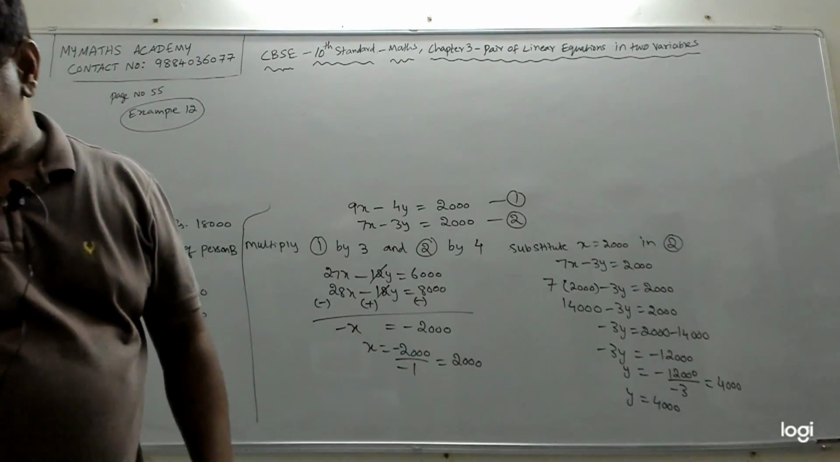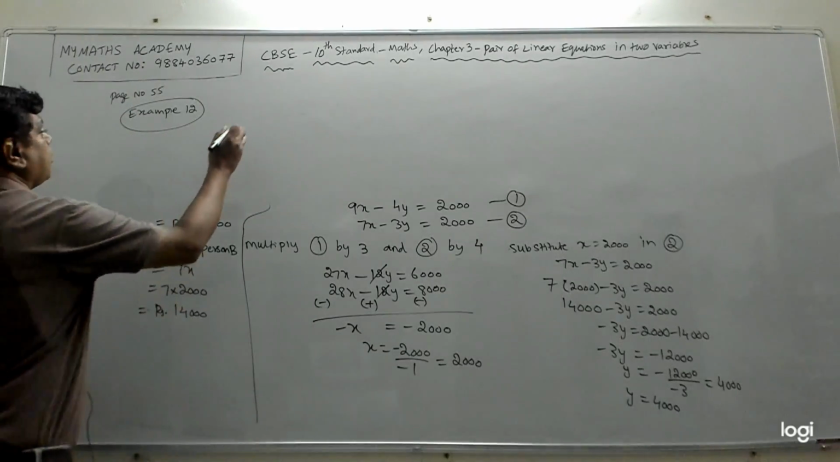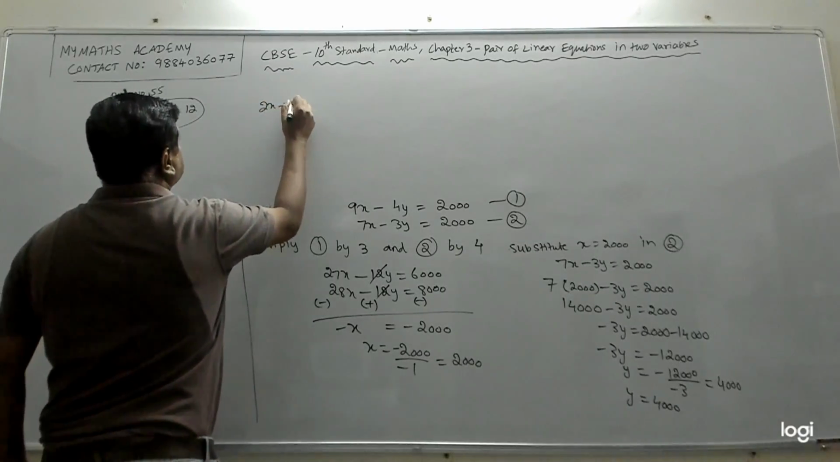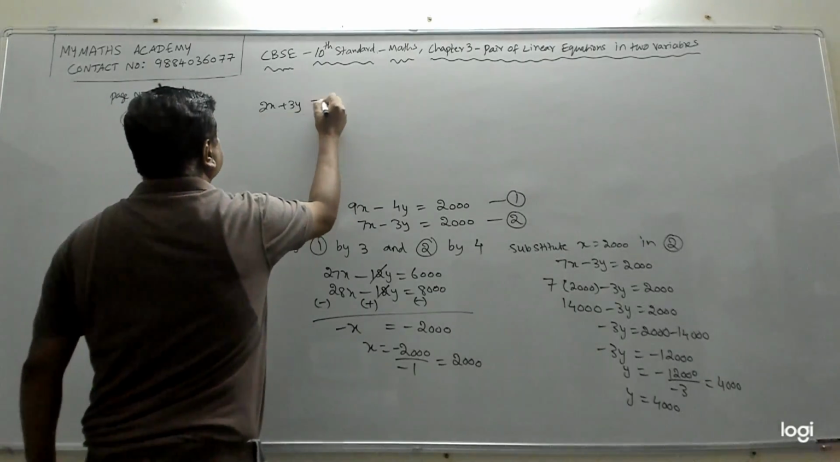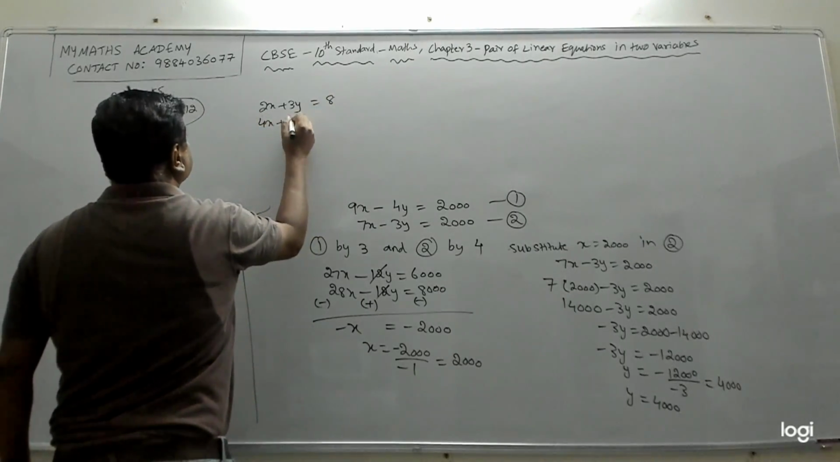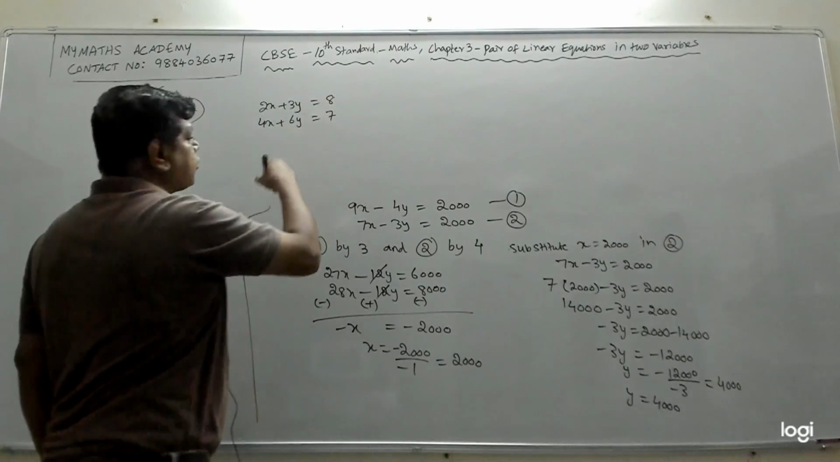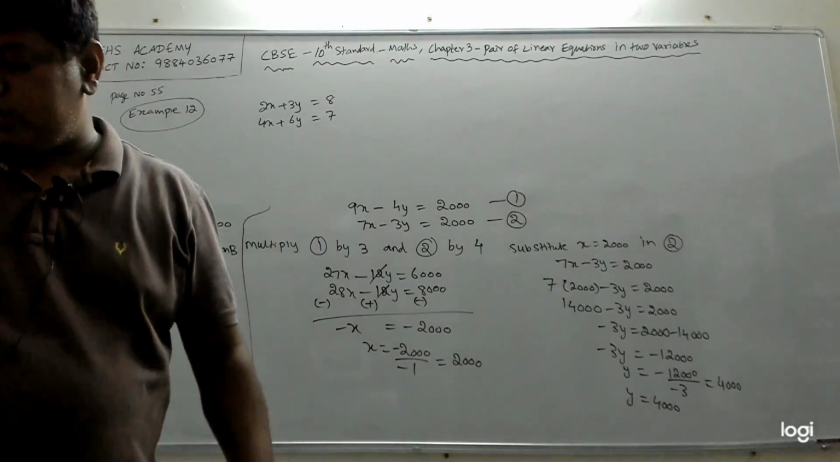So what are the equations? We need to solve these equations. 2x plus 3y is equal to 8. 4x plus 6y equal to 7. We need to solve this and find the solution.